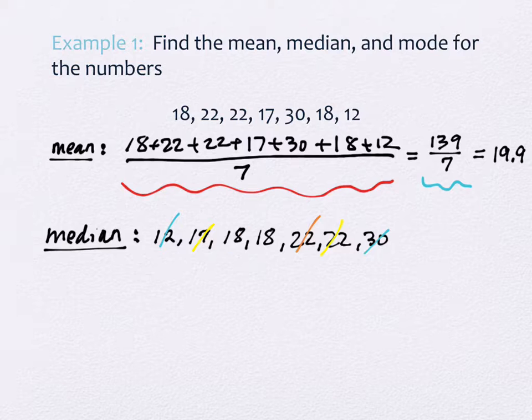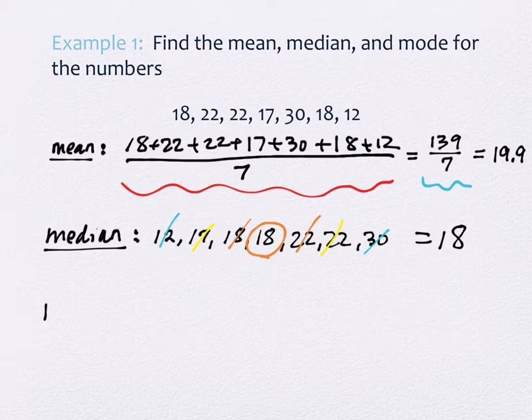You don't necessarily have to show these, but this is what you're doing, counting your way inward. Eventually on this list, you end up with one value in the middle because there was an odd number of numbers. So our median here would be 18, which is not necessarily equal to the mean, right? And this time it wasn't.